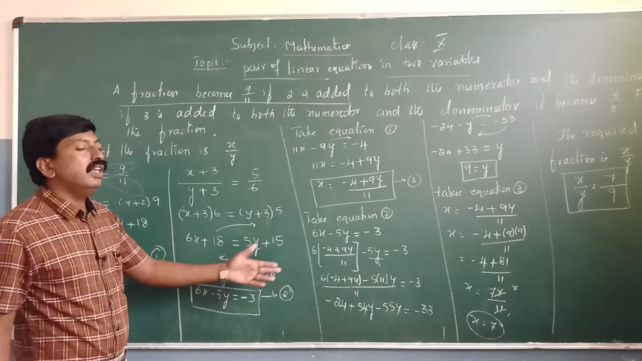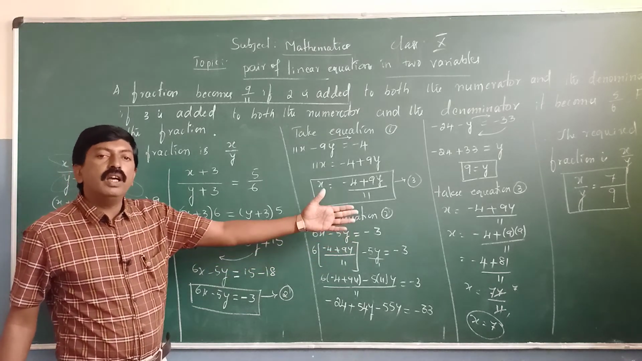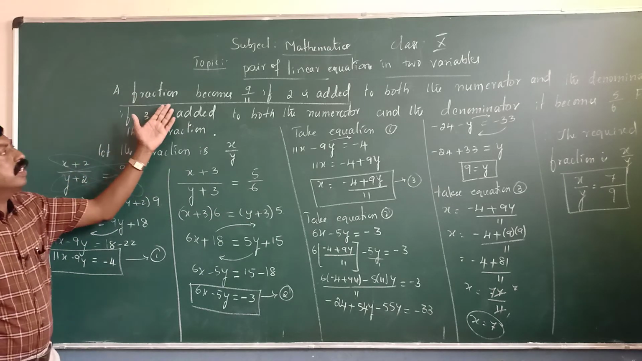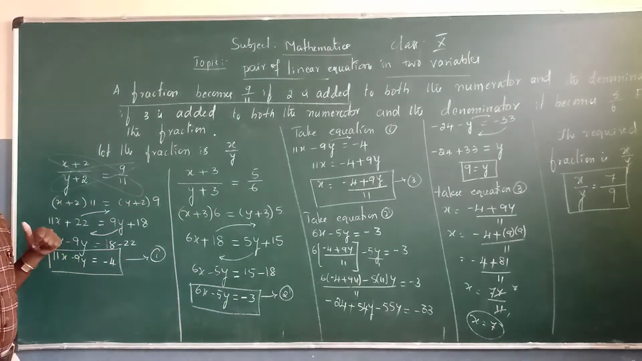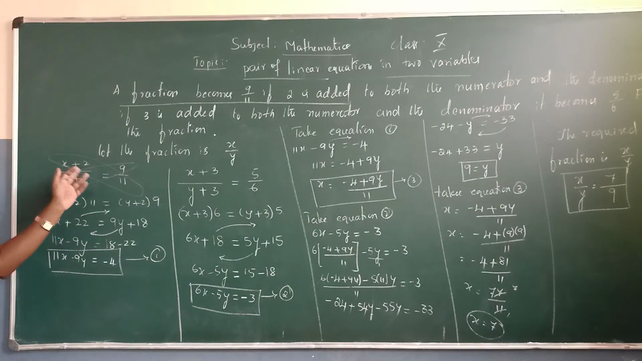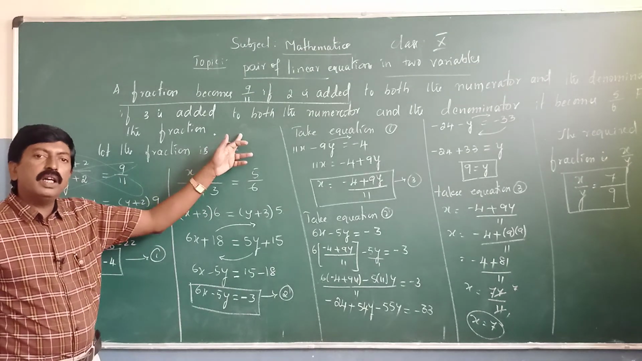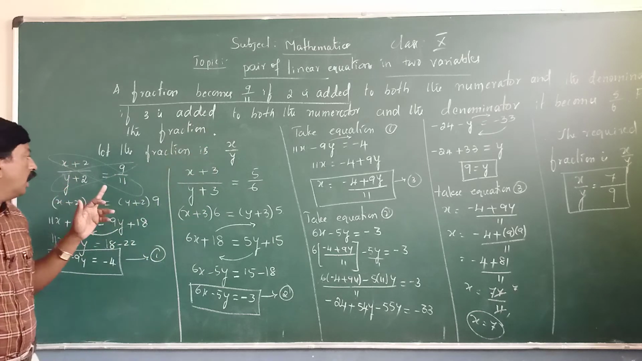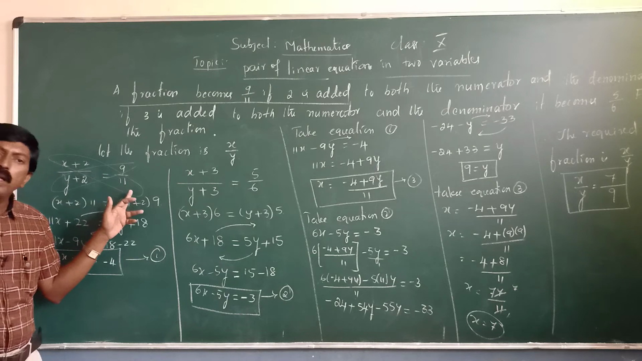So it is a very lengthy one. You have to remember these steps one by one. Once again, I would like to recall. Observe here. Read the statement: a fraction becomes 9 by 11 if 2 is added to numerator and denominator. Actually, we have taken x by y as the fraction. x is numerator, y is denominator. We add 2 to numerator as well as denominator. Then the result will become 9 by 11.